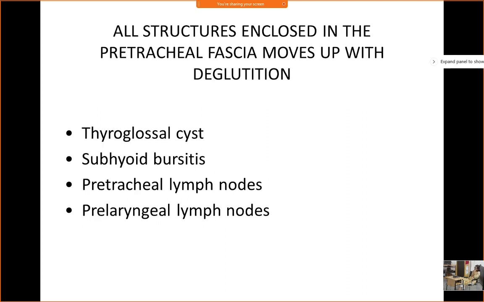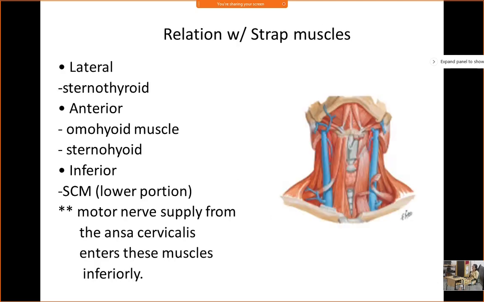Now, what are the structures which are enclosed in the pretracheal fascia and move up and down? There are different conditions which can cause upward and downward movements on swallowing or deglutition, like thyroglossal cyst, subhyoid bursitis, pretracheal lymph nodes, and prelaryngeal lymph nodes.